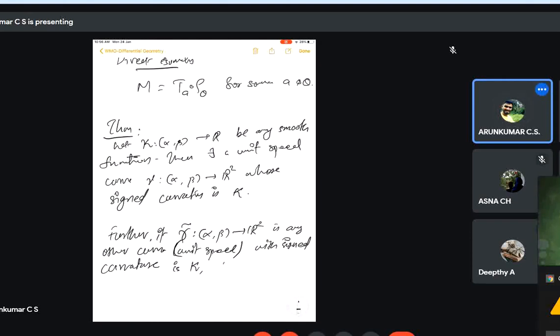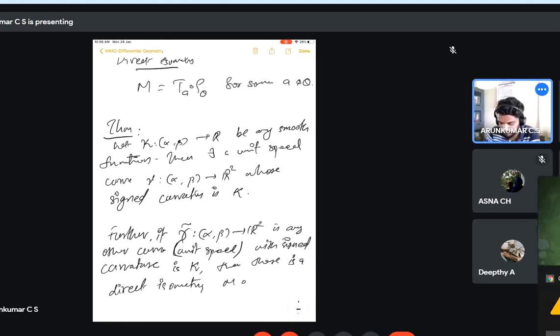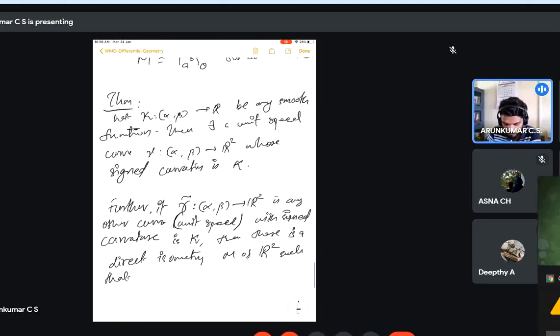then there is a direct isometry M of R2 such that gamma tilde of s is equal to M of gamma of s for all s belonging to (alpha, beta).